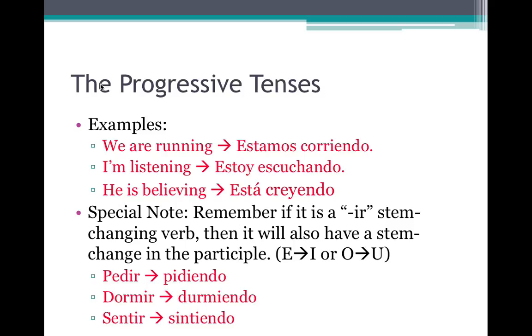Sintiendo. And that's in all its forms on these. It doesn't change from estoy, estás, están. It's the same on all. So it's estoy durmiendo, estás durmiendo, está durmiendo, nosotros estamos durmiendo, and ellos están durmiendo. Okay? ¿Está bien?